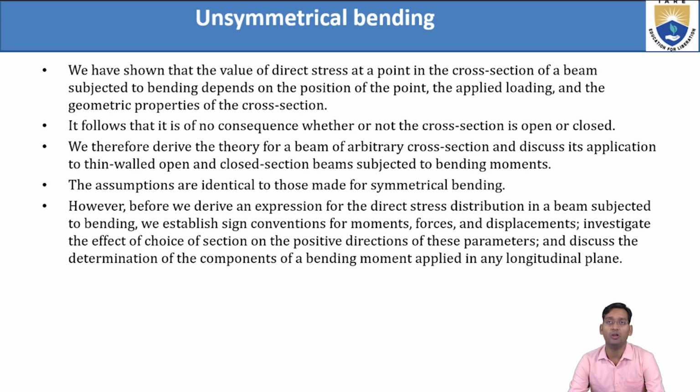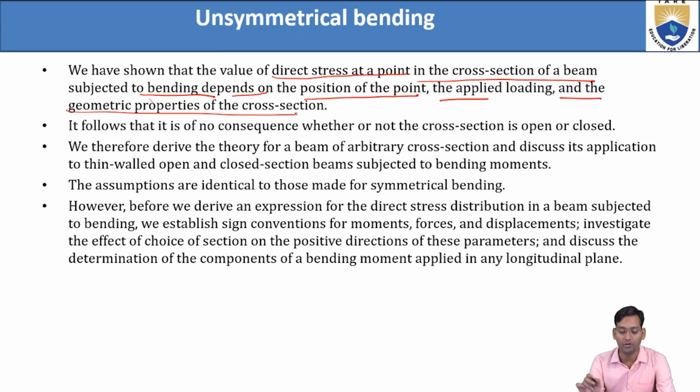We have shown that the value of direct stress at a point in the cross section of a beam subjected to bending depends on the position of the point, meaning where the load is applied, and the geometric properties of the cross section. So it depends on where the load is applied and the geometric property, such as the thickness and area, A = b × t, which we just used for the thin plate, right?